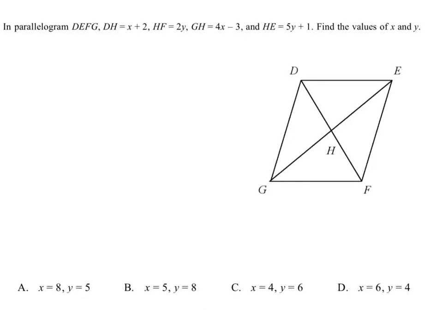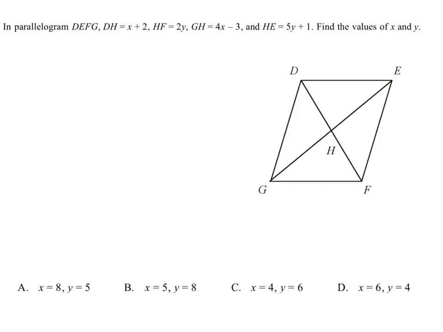Okay, in parallelogram DEFG, DH, which is right here, is x plus 2, and HF right here is 2y. GH is 4x minus 3, and HE is 5y plus 1. Find the values of x and y.